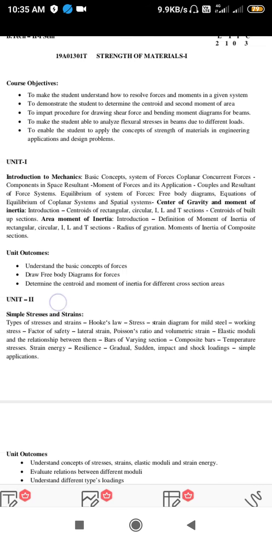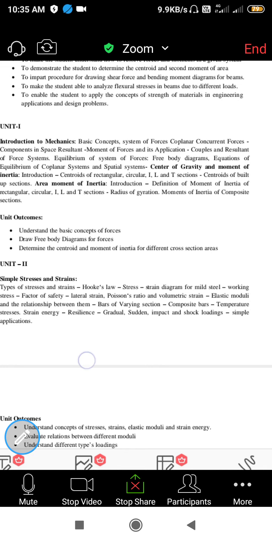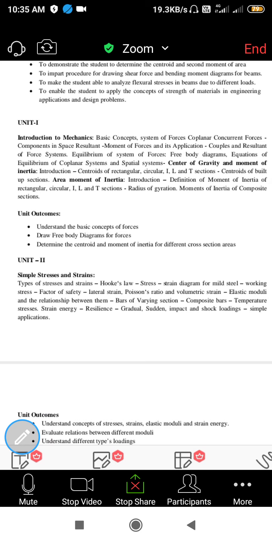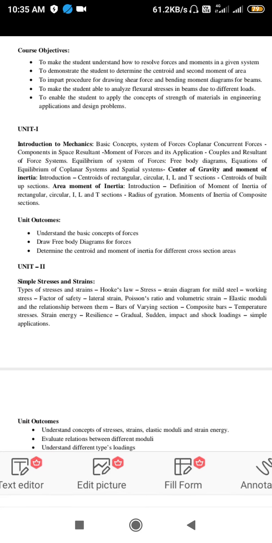Next, coming to the second unit, simple stresses and strains. So what is the stress? What is the strain? Types of stresses, types of strains. Which laws are applicable for the stresses and strains? These are studied in the second unit.